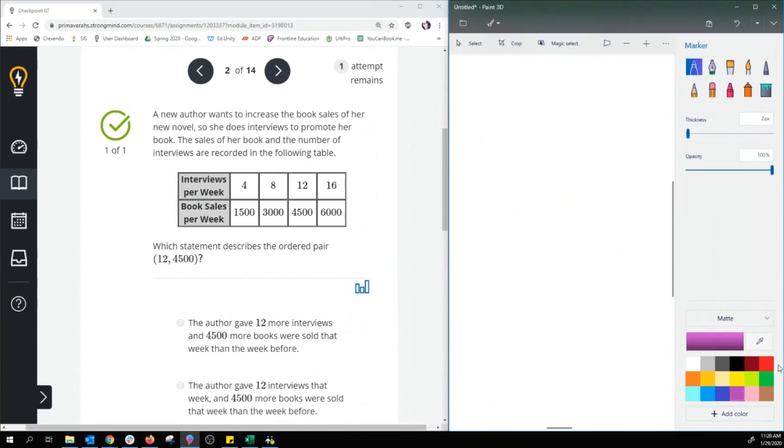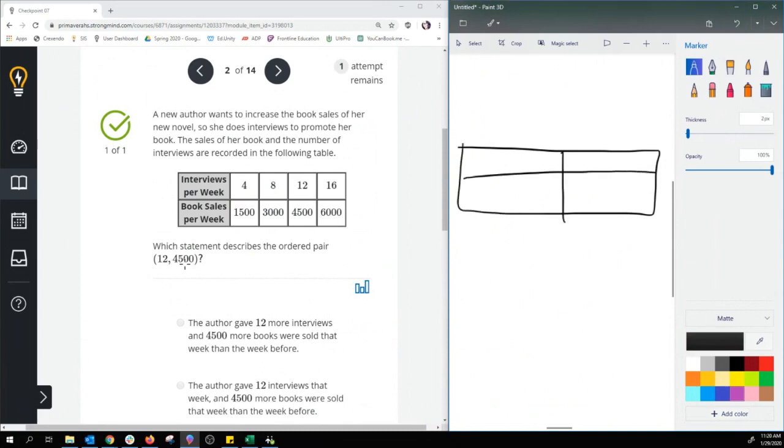So again, we want to know which statement describes the ordered pair 12, 4,500. So I'm going to draw a table here that looks exactly like it, but is slightly different. So this is interviews. And then this is book sales. And we are looking at the point 12 and 4,500. So we're looking at this pair right here.